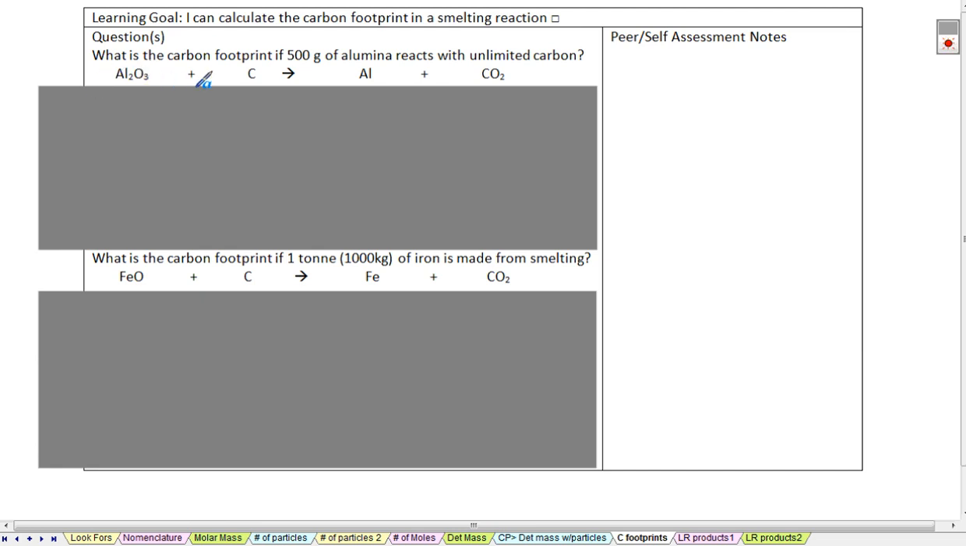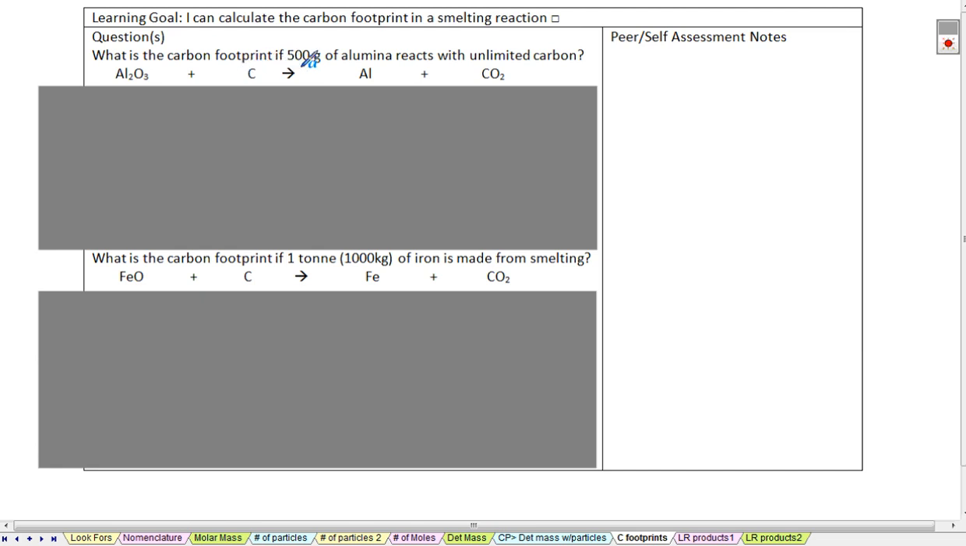So here's our smelting reaction right here. We've got alumina, which is aluminum oxide, and it's found in bauxite ore. When we extract it, we get a white powder, and we cook it with some carbon, typically anthracite coal or graphite, and we get aluminum metal and carbon dioxide.